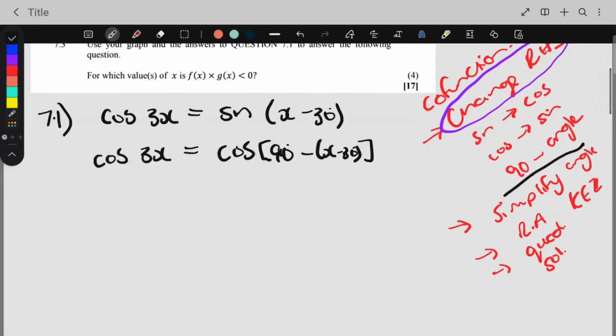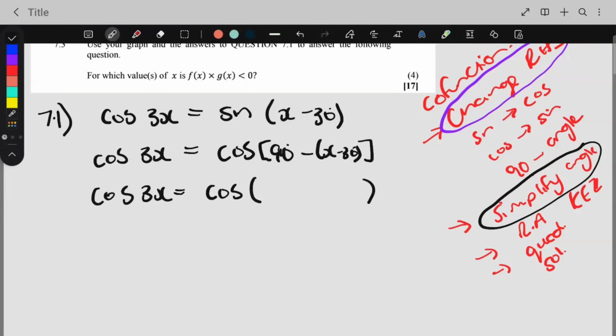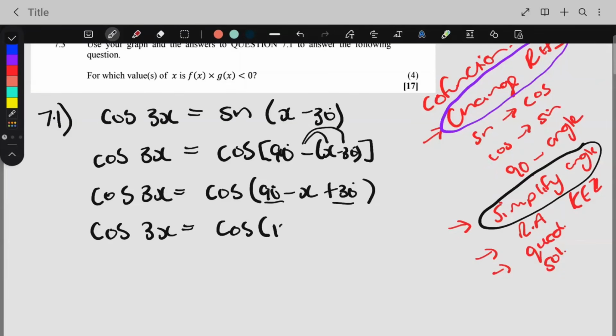I put the angle in brackets so that I don't make mistakes. Then I'm going to simplify my angle. So do you see this angle that you changed now, this one? We have to remove the brackets and add the like terms. So let's do that. So the left-hand side stays the same, eh? This is now a cos. So inside I now have a 90. This and this is a minus x. This and this is a plus 30. So I have a cos 3x. And I have a cos. Let's add the like terms. 90 plus 30 is 120 minus x.